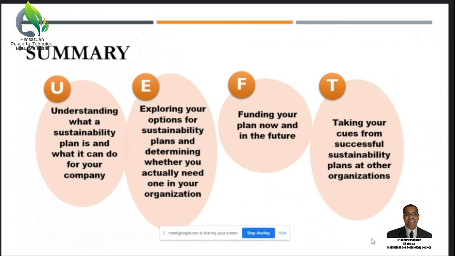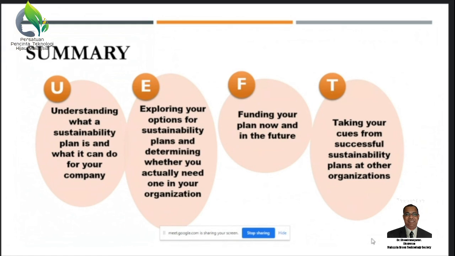And finally, for summary, let's look at this. What you need to understand about planning a sustainability model is, number one, understanding what a sustainability plan is and what it can do for your company. All right. Next, exploring your options for sustainability plan and determining whether you actually need one in your organization. Okay. Then next, you also must look into the funding of your plan now and in the future. Who is going to be the funder? Where are you going to get the funding?